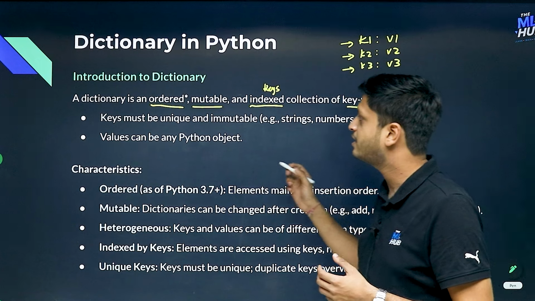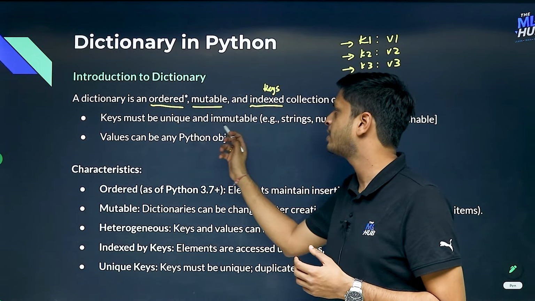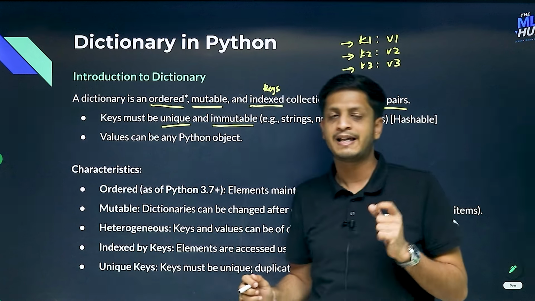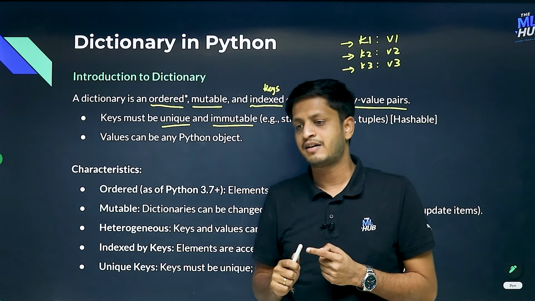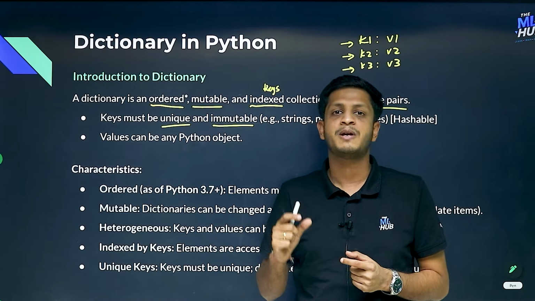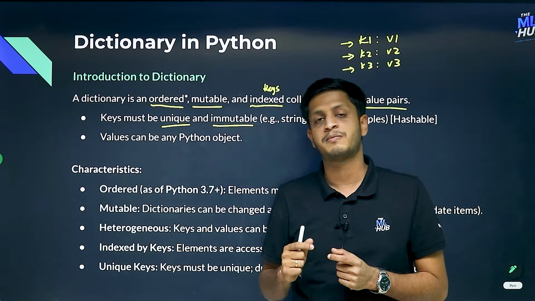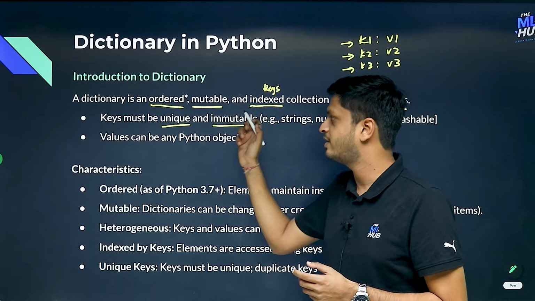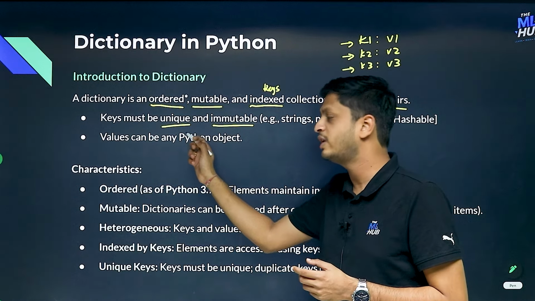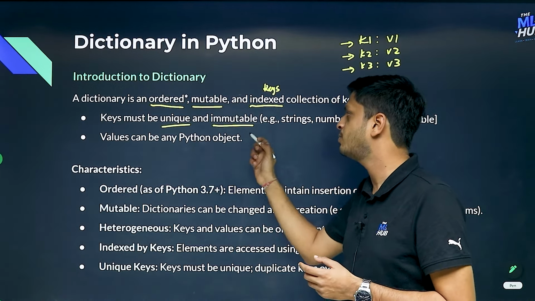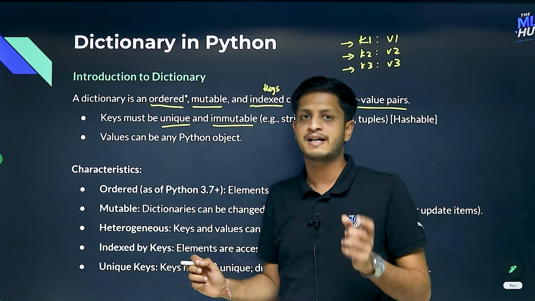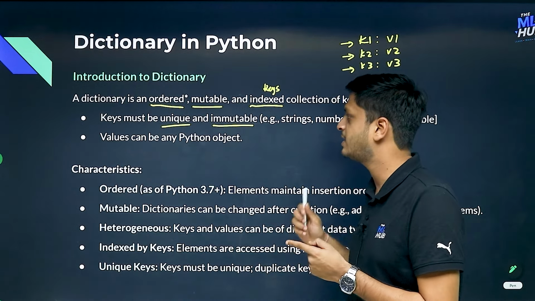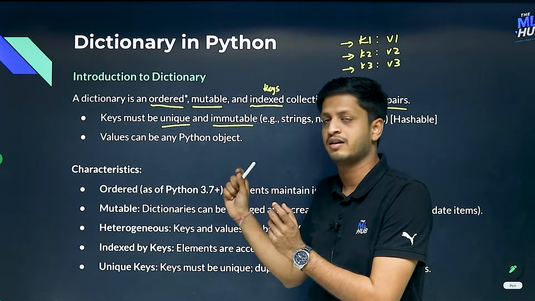The properties are: keys must be unique and immutable. In Python, in a set, whenever you are storing anything, it must be immutable, right? Because it must be hashable. The same thing happens with keys as well. In a dictionary, keys must be unique and they must be immutable. Both the properties we have seen in set as well. The elements of a set must be unique and immutable. Same thing happens with the keys in dictionary.